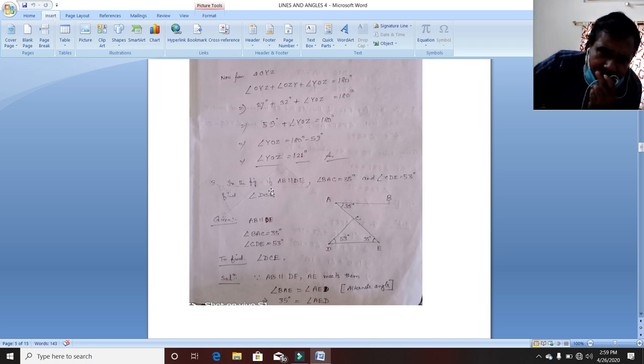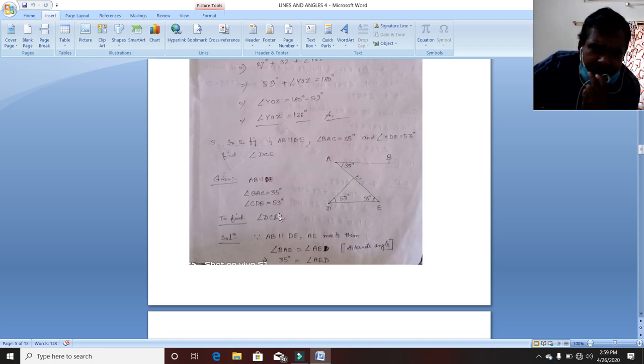Next question. In the figure, AB is parallel to CD and angle BAC is equal to 25 degrees, and angle CDE is 52 degrees. You have to find the value of DCE. Now, what are the points given? I am writing from the question: AB parallel to CD. This is 35 degrees. This is 53 degrees. I have to find angle DCE. Now you see, this is 35 degrees. This is 53 degrees. This is given.